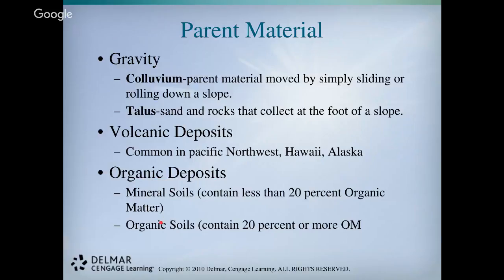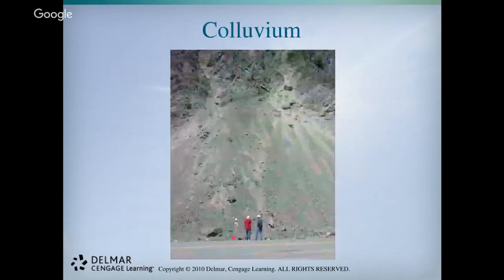Simply mineral soils versus organic soils. Next chapter, we'll get into this more. Mineral soils contain less than 20% organic matter, and organic soils contain more than. Organic matter is just simply that decaying dead material from plants or from animals that has decomposed over time, and that does create a nutrient-rich soil. So there's colluvium, simply just the deposits there through gravity.